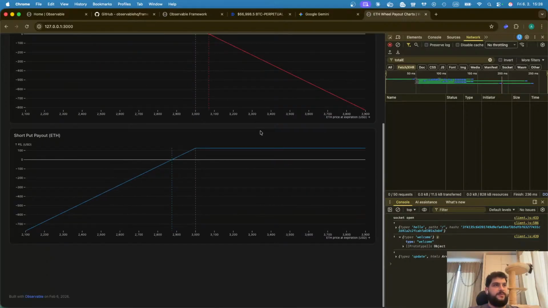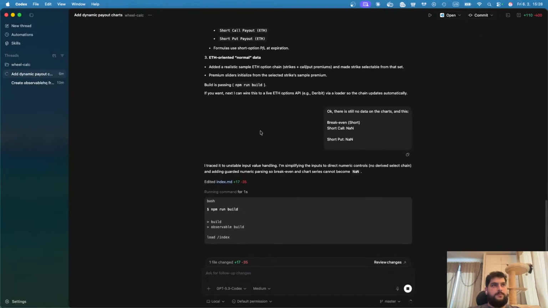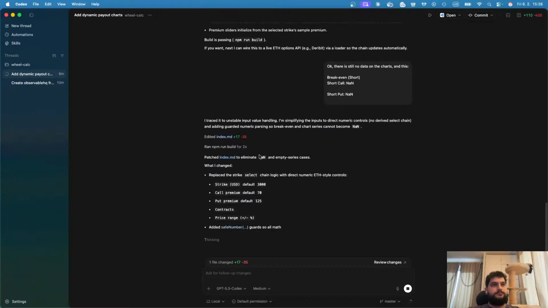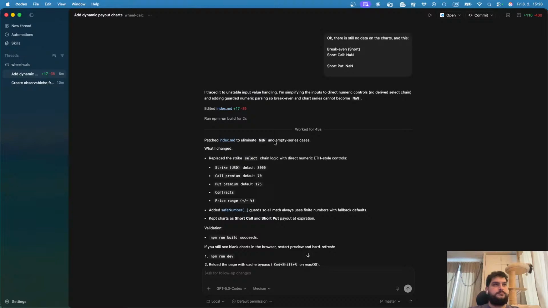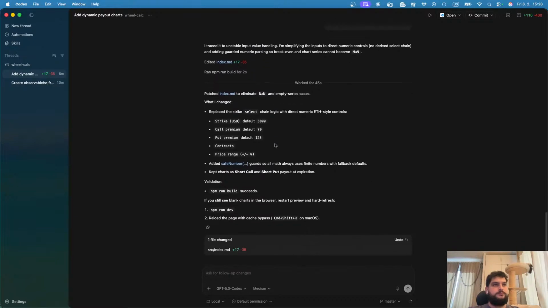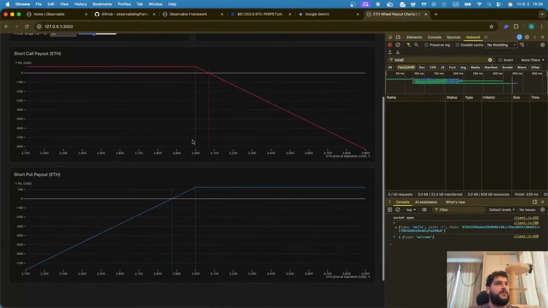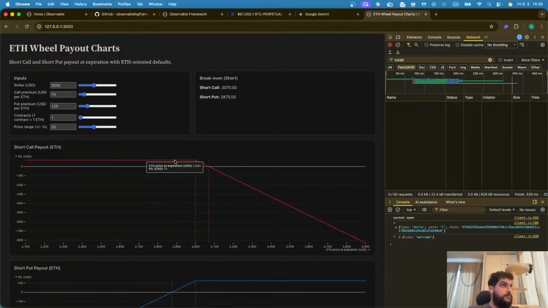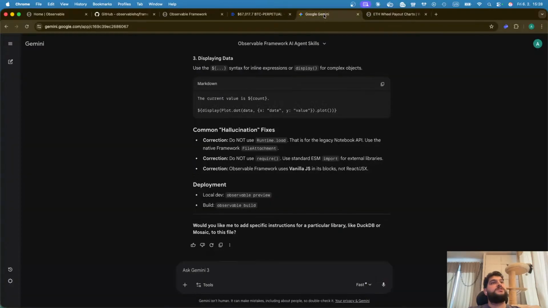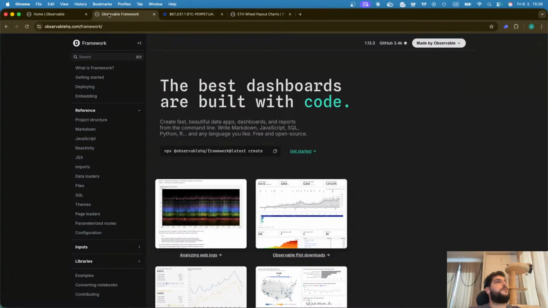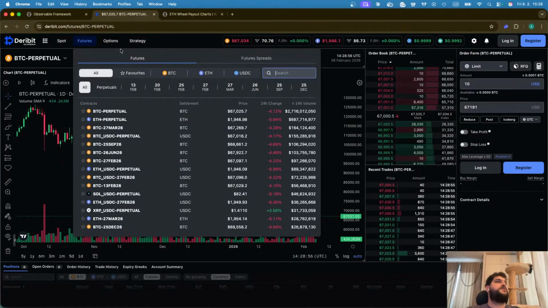Okay, something happened. Okay, now we see the charts. Now we see the payouts. So you can see, let's just compare that with the real data.